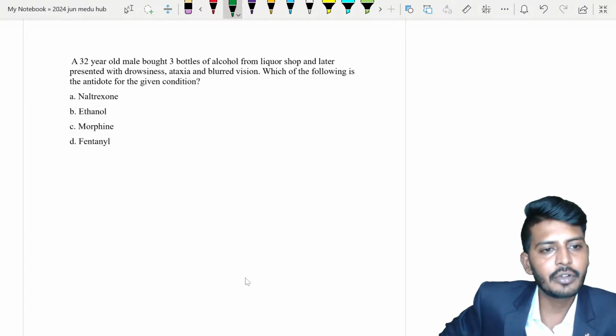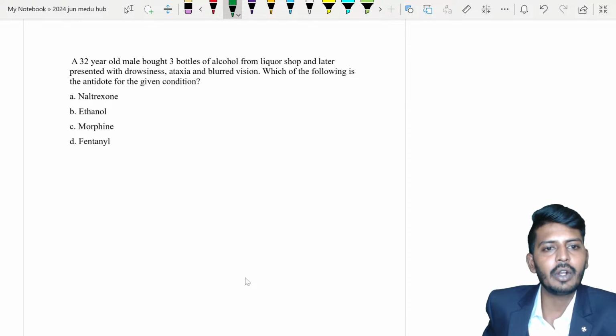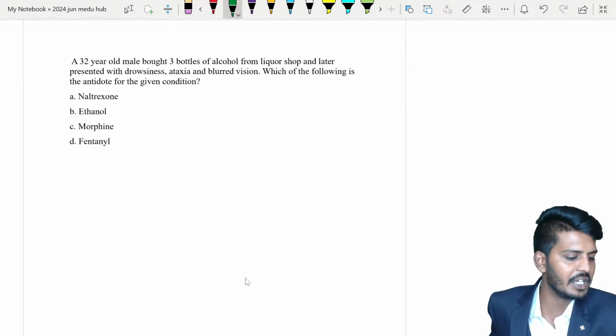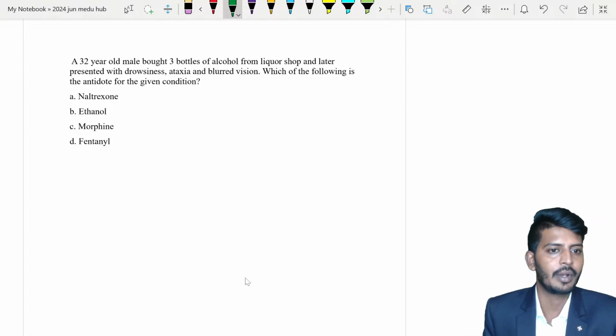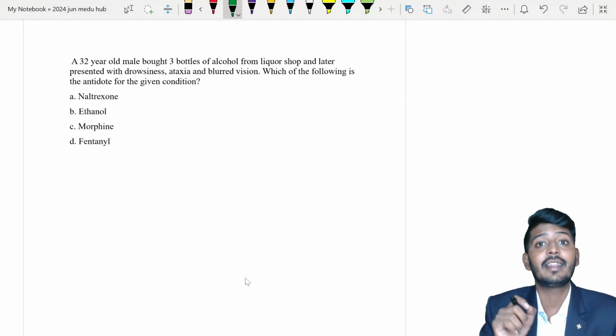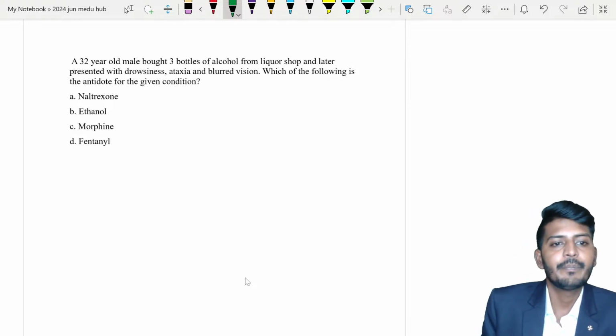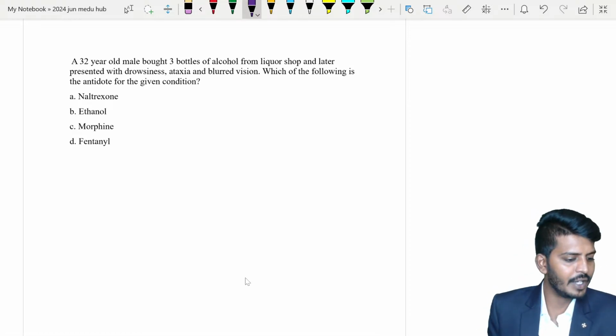Chalo, let's answer the next question. A 32-year-old male brought 3 bottles of alcohol from the liquor shop, later presented with drowsiness, ataxia, blurred vision. Which of the following is the antidote for the given condition? मैंने कल ही same question करवाया था. देखो कितना बार repeat हो रहा है question. Okay, कल भी हम लोग किए थे. फार्मा में भी आता है, ये बायोकेम में भी आता है. Okay, so which drug is used in this condition?